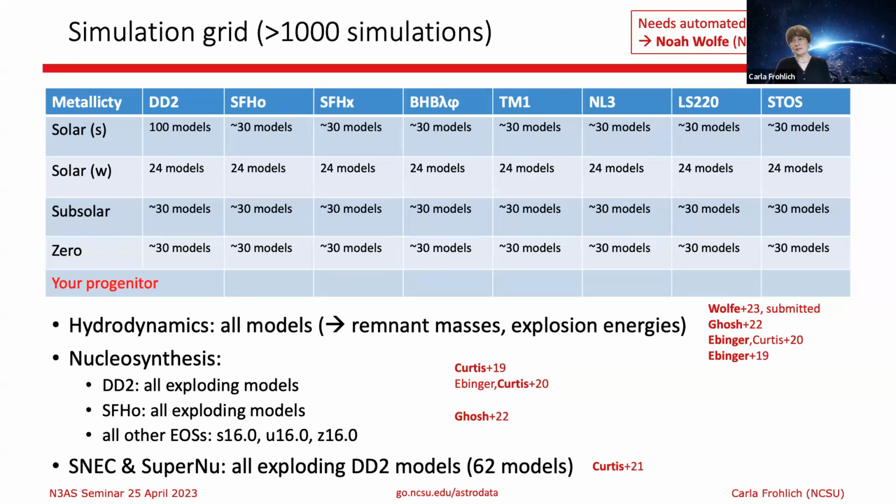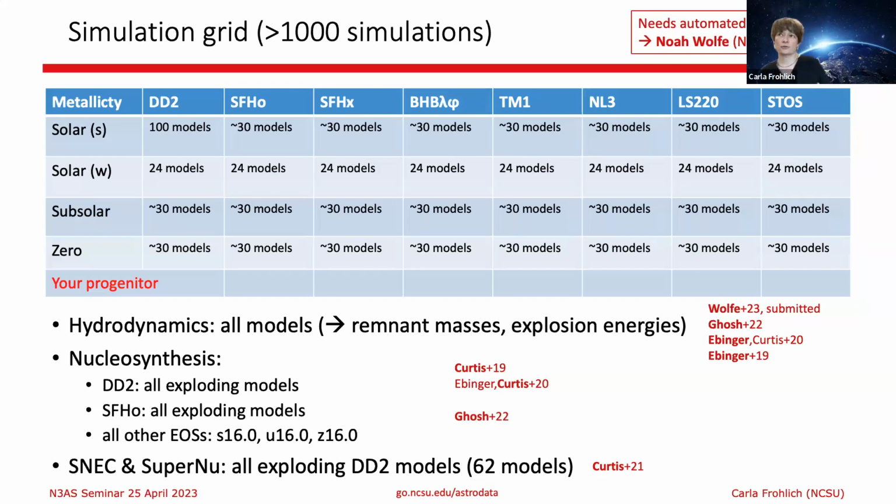So what we did is apply this PUSH method to of order 1,000 simulations or models. And in this table, I'm showing you across the different nuclear equations of state that we used and down the 4 different progenitor sets that we used. We have 2 different at solar metallicity. We have 1 set of models at 10 to the minus 4 solar metallicity and 1 set at 0 metallicity. You can see that there's a finer grid for solar metallicity models than for the lower metallicities. And for the DD2 equation of state, we ran somewhat more models than for other equations of state.